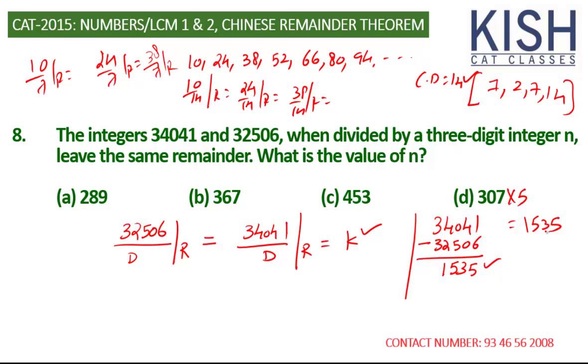Now we can say that 32506 by 307 as well as 34041 by 307, we get the same remainders. Look at this one, we just applied the remainder theorem, that is the constant remainder theorem.